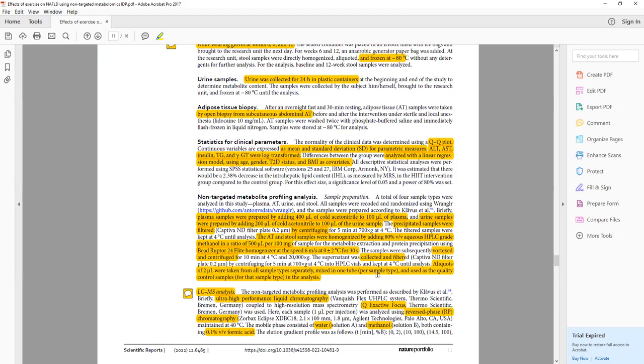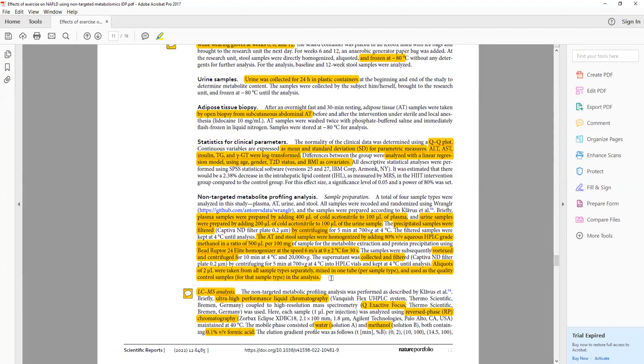So what they do here, and that's what we all do, is they make a pooled QC, a pooled control sample. They took 2 microliters from all the samples and made a mix per sample matrix. You want the control sample to be representative of all your samples because you could potentially get some metabolites in some of the samples and not in the others. So you want to have a mix of all your samples.